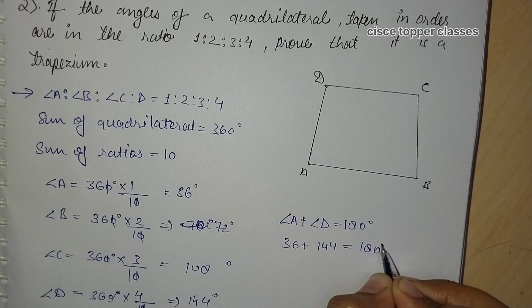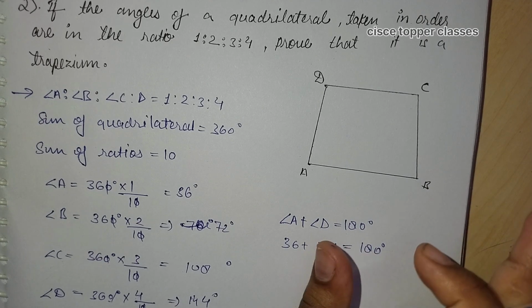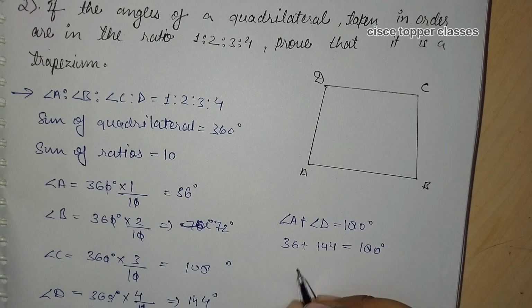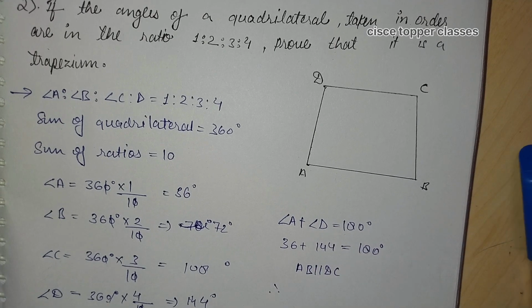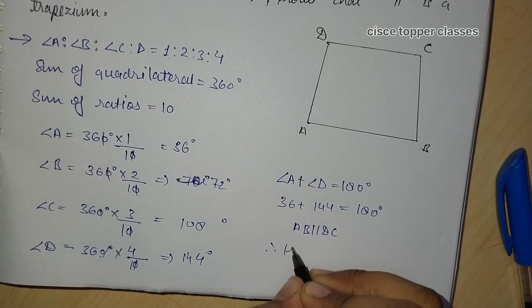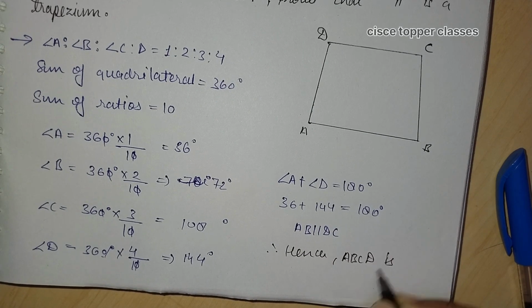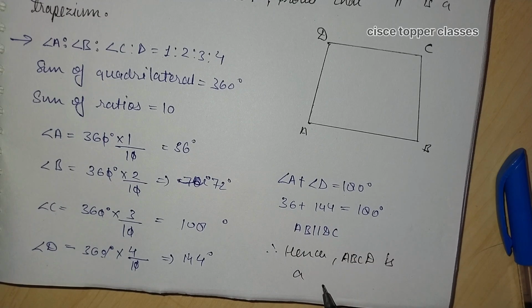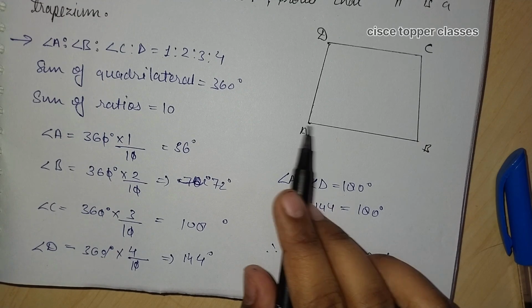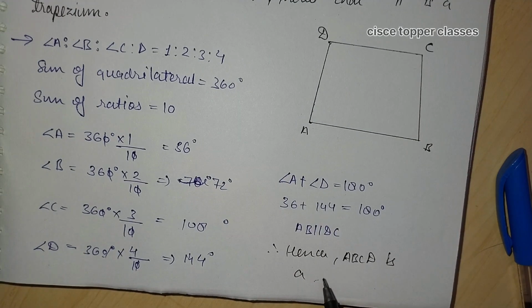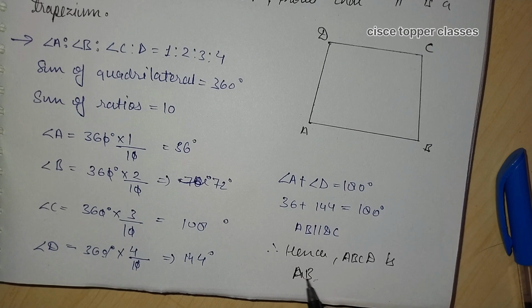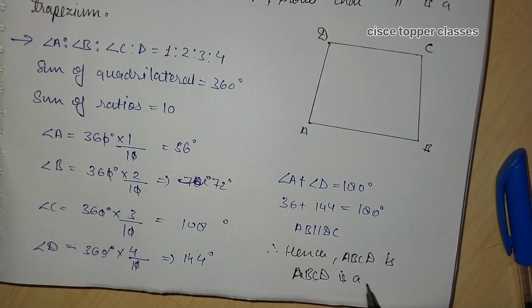Hence proved that these are co-interior angles and AB is parallel to DC. From here only we can conclude that hence ABCD is a trapezium, because the co-interior angles should be 180 and AB should be parallel to DC in a trapezium. So we can simply write ABCD is a trapezium.